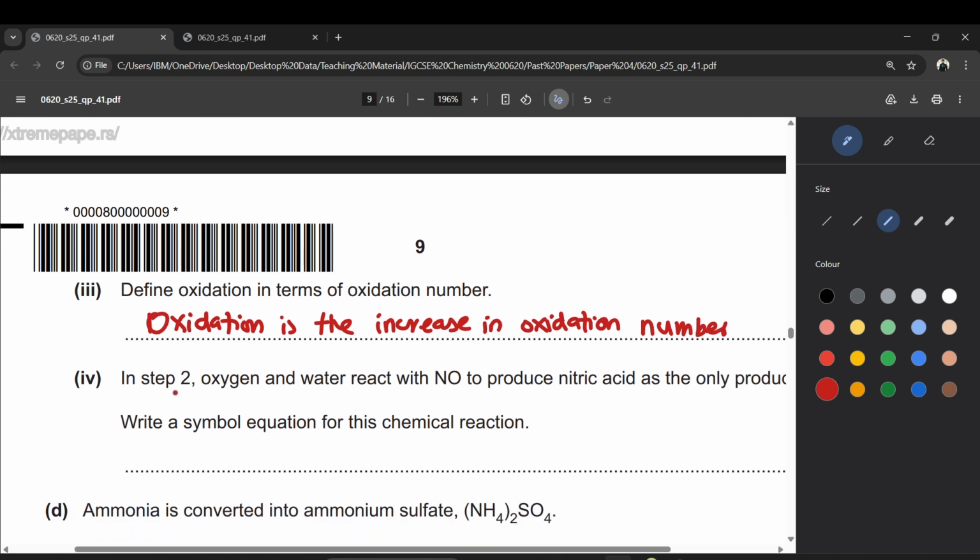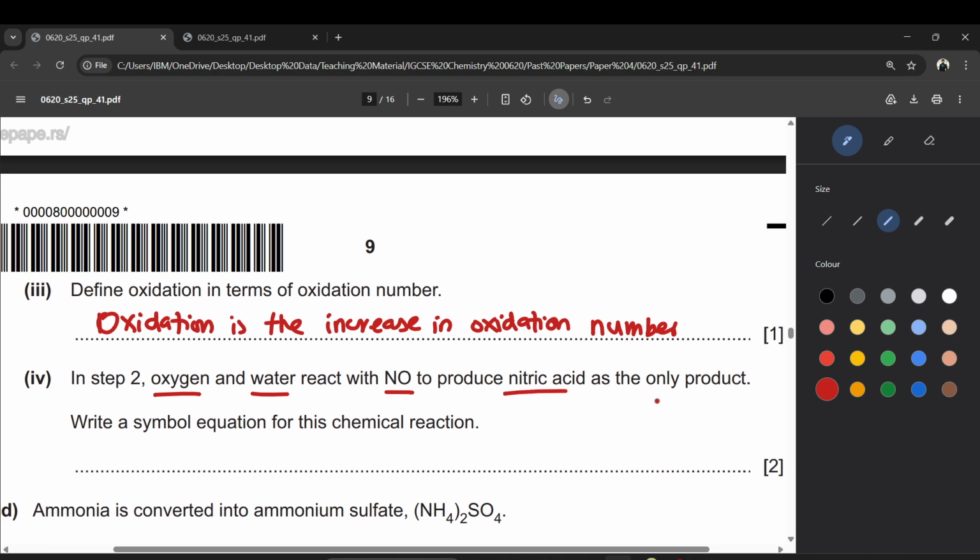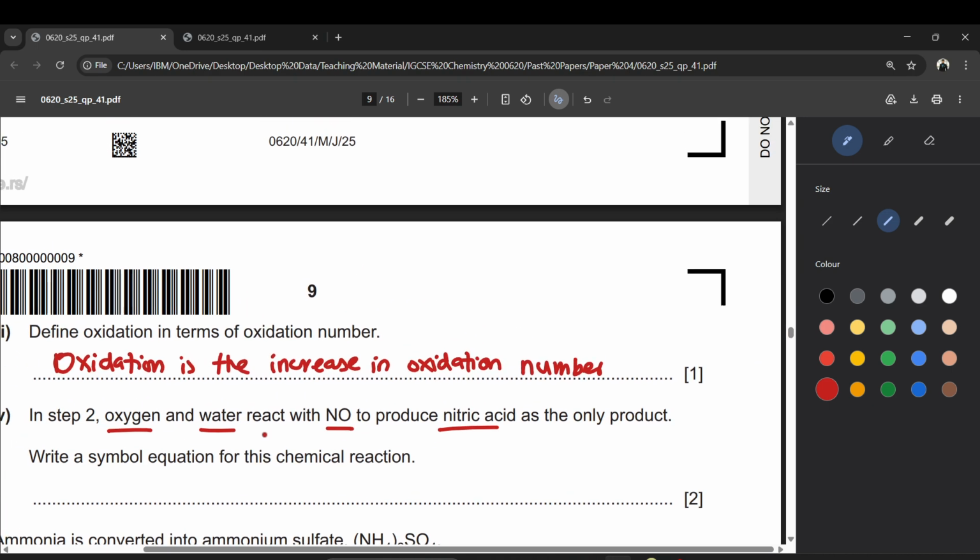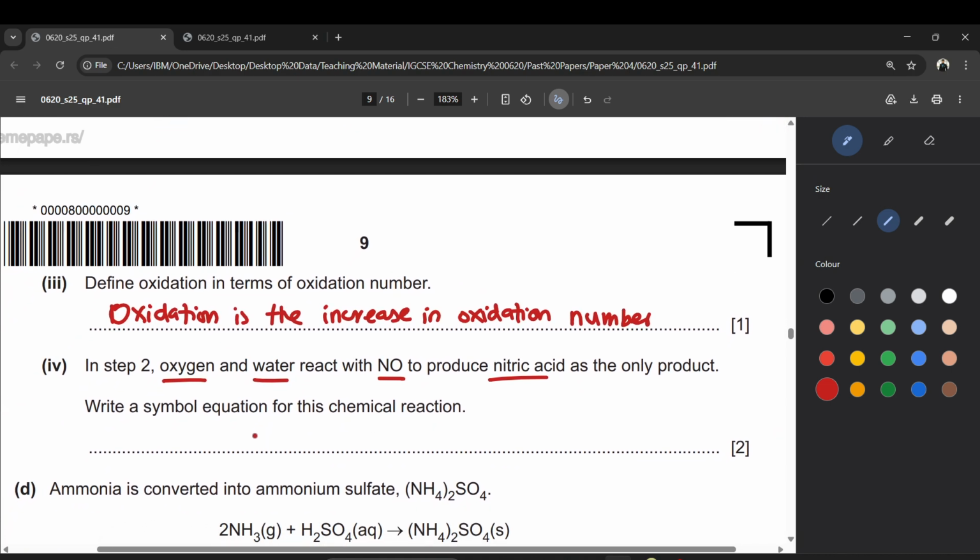Part 4. In step 2, oxygen and water react with NO to produce nitric acid as the only product. Write a simple equation for this reaction. So they have given you the reactants: oxygen plus water plus NO, and it says that nitric acid is the only product. The formula of nitric acid is HNO3.